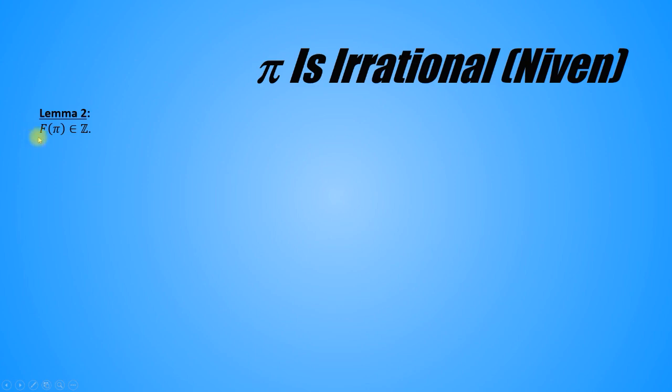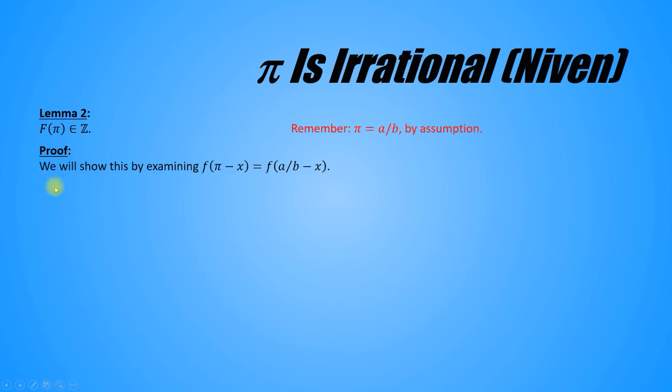Lemma 2. Capital F of pi is an integer. Now remember, we're doing a proof by contradiction here. So pi is the rational number a over b by assumption. And the contradiction that's going to happen at the end of the proof will be due to this assumption. Okay, let's prove this lemma. We'll do it by examining f of pi minus x, which by assumption is f of a over b minus x. It turns out that little f has a slick little transformation property that we can exploit.